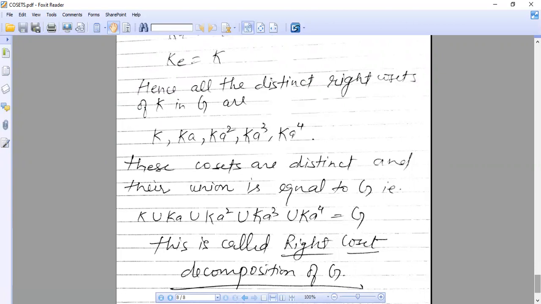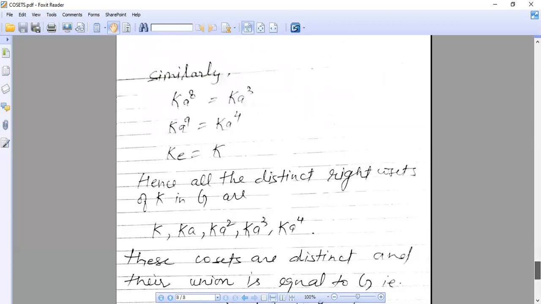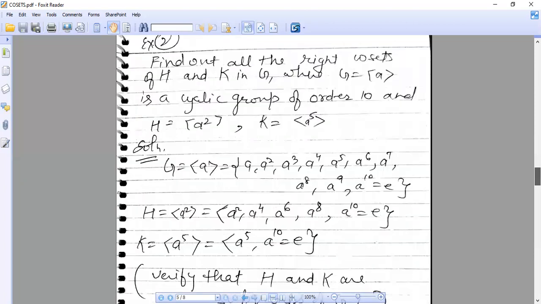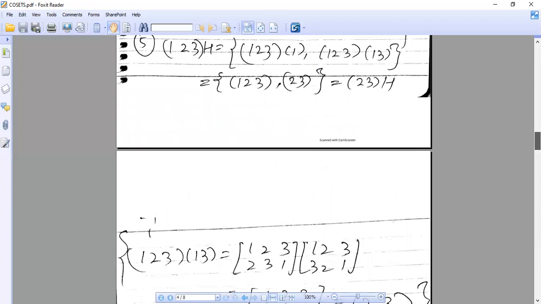From these two examples, you have observed that two cosets are either equal or there is nothing common. If there is nothing common, they are totally disjoint, and if there is something common, they are exactly the same. When you take the union of distinct right cosets or distinct left cosets, that gives you the whole group. So these are some basic properties of cosets and the definition of cosets we have seen.